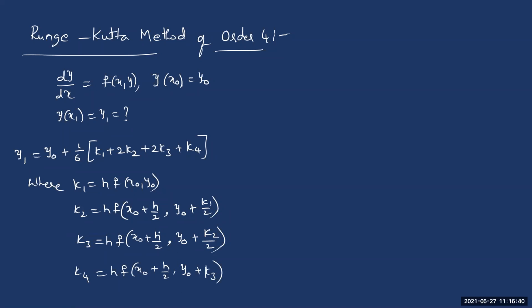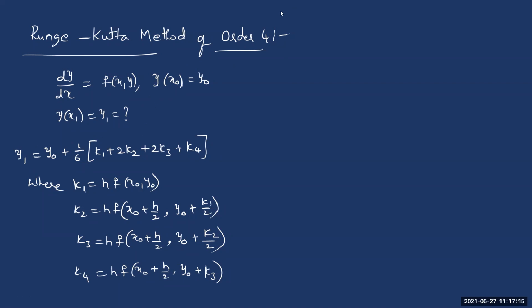So this is how they gave us a formula to calculate y1. We are calculating the slopes at 4 different points now. x0, y0 is 1 point. x0 plus h by 2 comma y0 plus k1 by 2 is the other point. Then you are taking the slope at x0 plus h by 2 comma y0 plus k2 by 2. And lastly at this point. Like this, by taking slopes at 4 different points, we are taking the weighted average. That's how we are calculating y1 and we are calling the method the Runge-Kutta 4th order method.